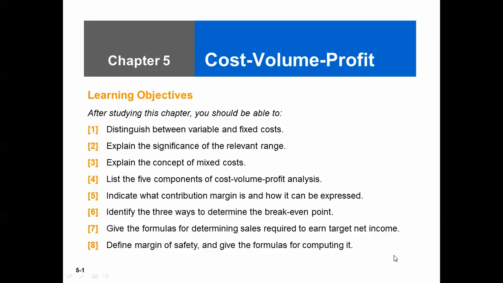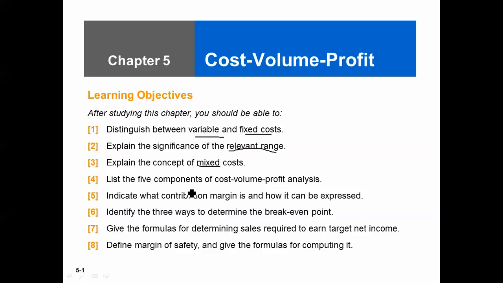Chapter 5, Learning Objectives for Cost, Volume, Profit. Distinguish, first of all, between a variable cost and a fixed cost. And when we talk about fixed costs, we have to bring in the idea of relevant range. Now, some costs are partly fixed and partly variable, so they're called mixed costs. And we're going to explain the concept of mixed costs.